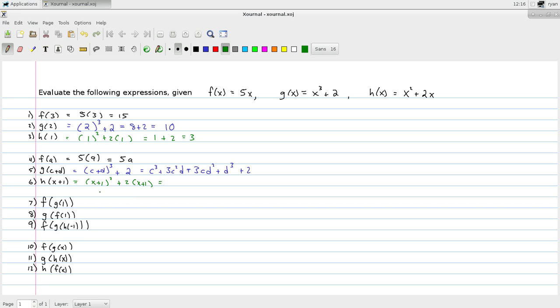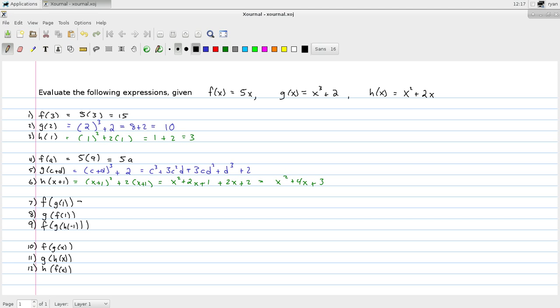Then let's distribute this out. X plus 1 squared, if we distribute that, we get x squared plus 2x plus 1. And then if we distribute the 2 to both terms here, we get 2x plus 2. And then finally we can combine like terms to get x squared plus 4x plus 3.